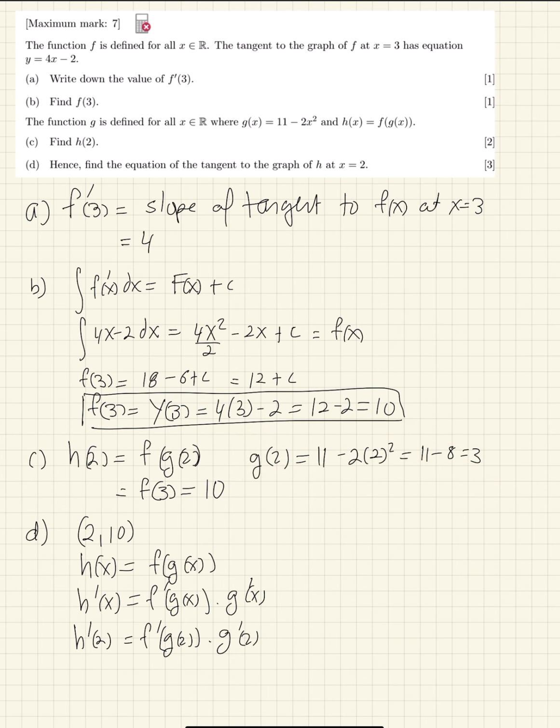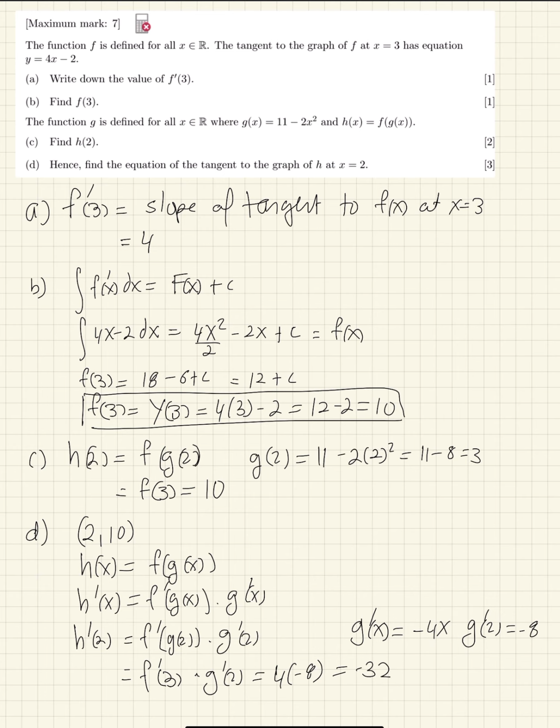So this will equal f prime of 3. This we've seen now show up a few times. Sorry, this is f prime of g of 2 times g prime of 2, and we're going to find g prime of 2 right afterwards. f prime of 3 we found was 4. And let's do g prime of 2 right now. g prime of x is equal to minus 4x. Therefore, g prime of 2 equals minus 8. So f prime of 3 times g prime of 2 is 4 times minus 8 equals minus 32.